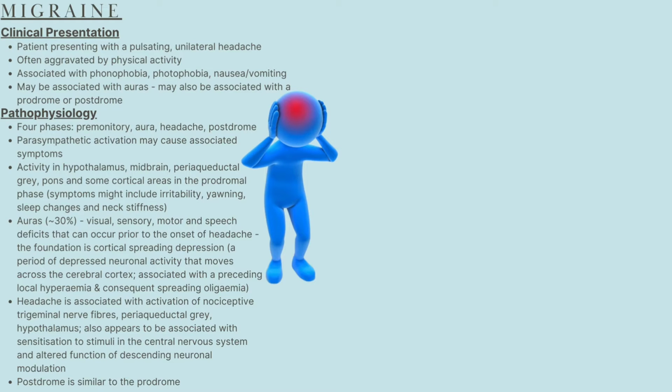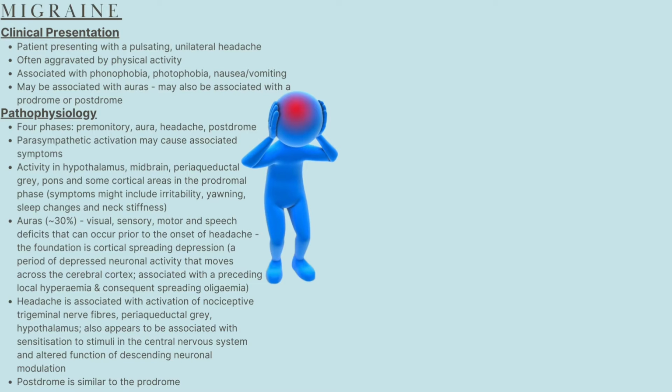Auras occur in about 30% of patients. These are visual, sensory, and motor and speech deficits that occur prior to the onset of a headache. The pathophysiological foundation here is cortical spreading depression, which is a period of depressed neuronal activity that moves across the cerebral cortex. It's associated with a preceding local hyperemia and a consequent spreading oligemia. So there's an increase in blood flow locally that comes before, and then a spreading decreased blood flow that comes with the cortical spreading depression.